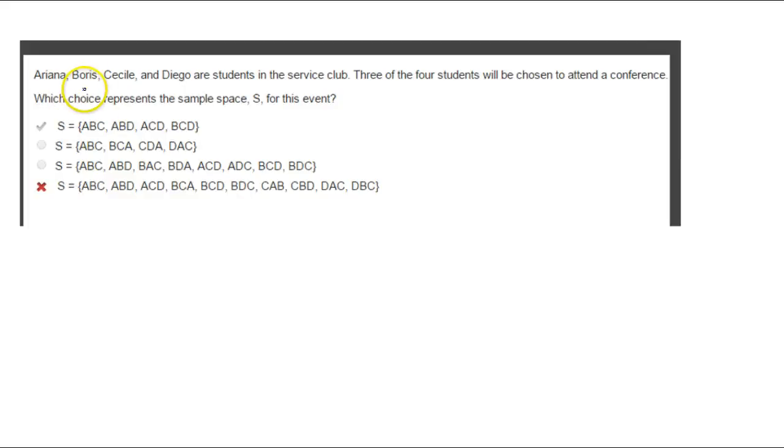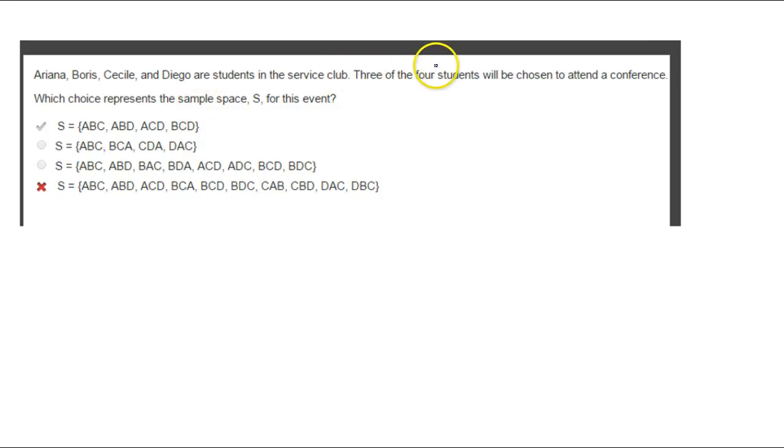Alright, so Ariana, Boris, Cecile, and Diego are students in the service club. 3 of the 4 students will be chosen to attend a conference. Which choice represents the sample space for this event, and they're calling it S? Well, the sample space is just a list of all the possible groupings.